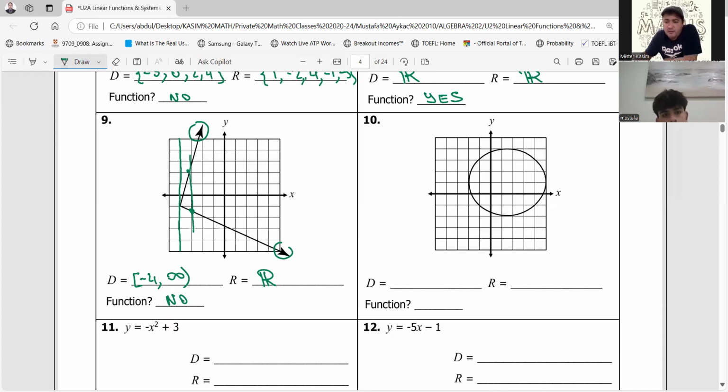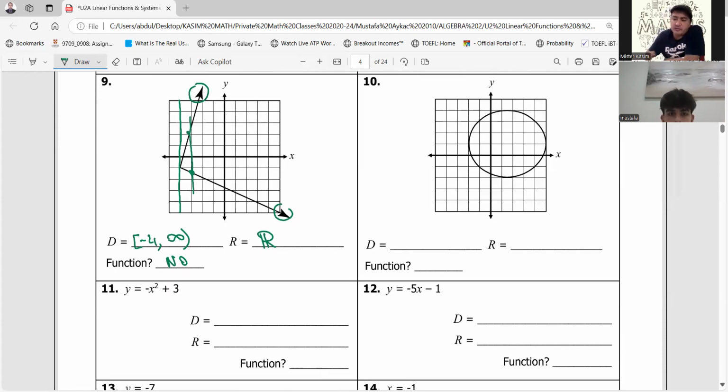What is the domain of this graph in question 10? Does it even have a domain? It's a circle.